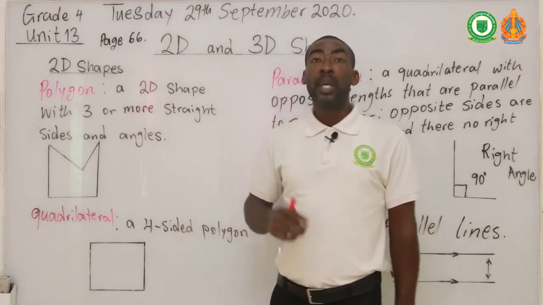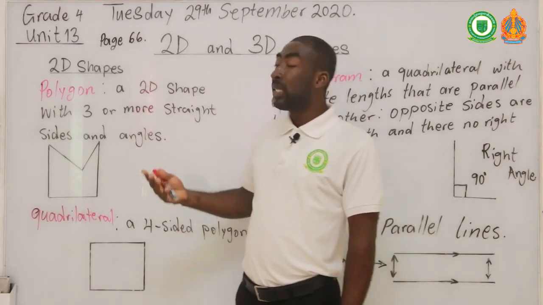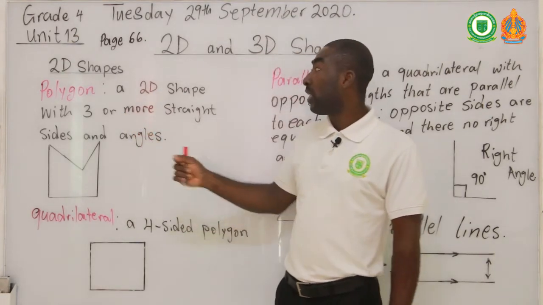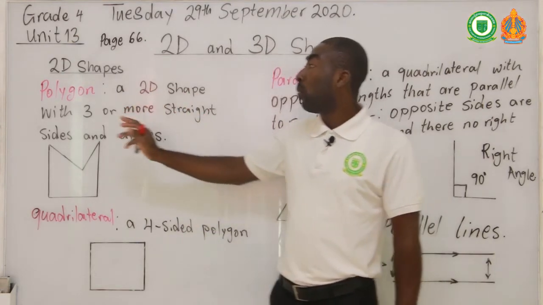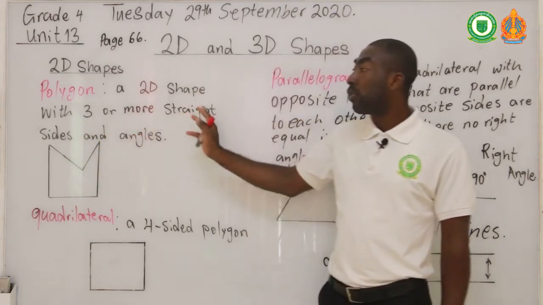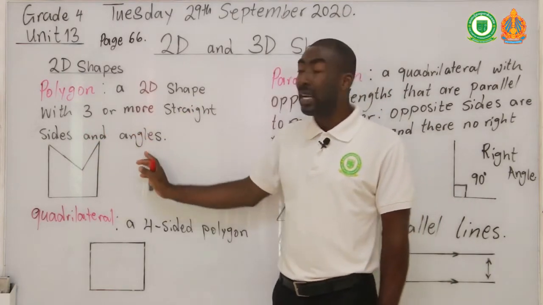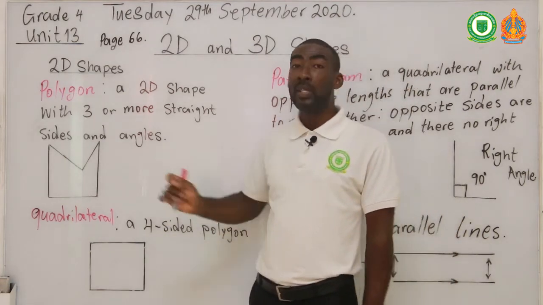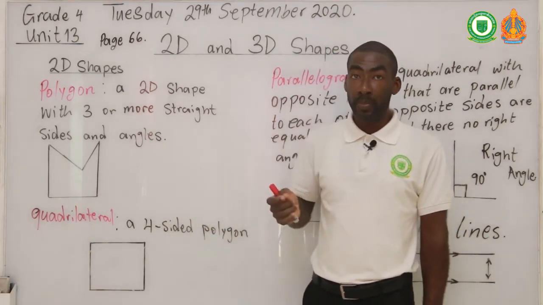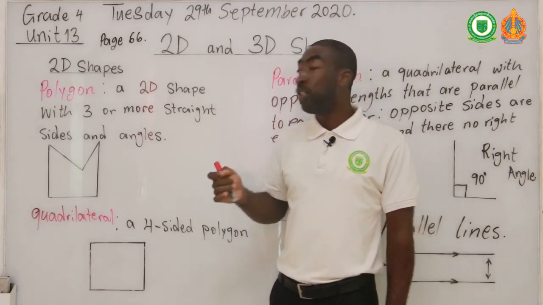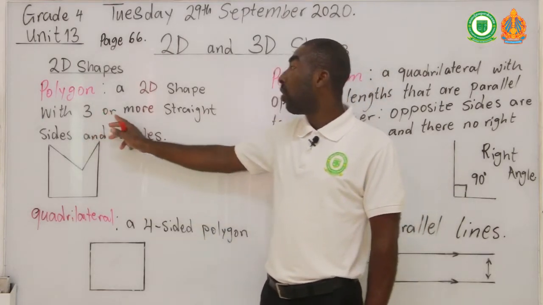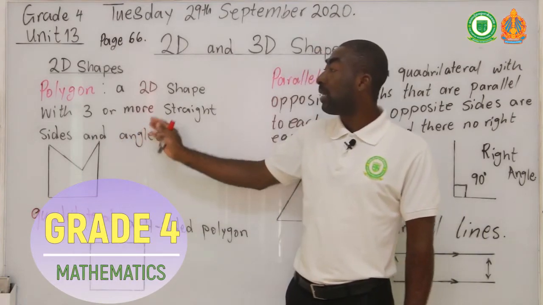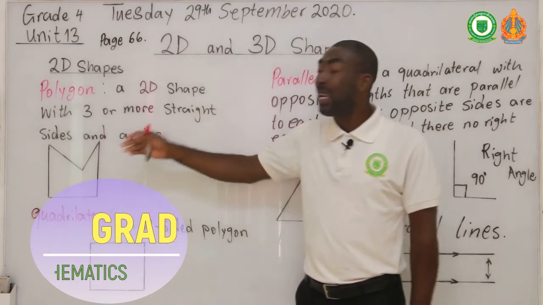Fine. So when we say a polygon, what is a polygon? I know some of you are reading from the board already, but a polygon is a 2D shape with 3 or more straight lines and angles, okay? So when we say a polygon, it means that we are talking about a 2D shape, but this 2D shape has 3 or more straight lines and straight sides and angles.